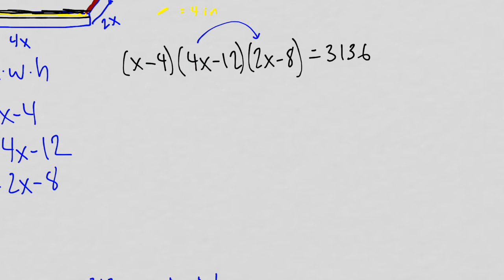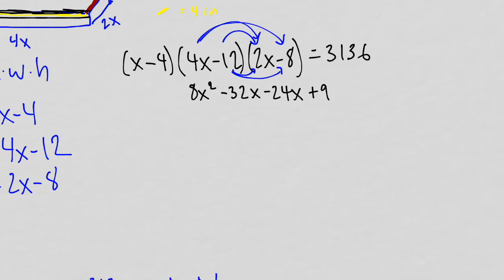So 4x times 2x is going to be 8x squared. 4x times negative 8 is going to be negative 32x. Negative 12 times 2x is negative 24x. And finally, negative 12 times negative 8 is positive 96. Alright, we need to simplify that by combining like terms. 8x squared minus 56x plus 96. And that's times x minus 4.